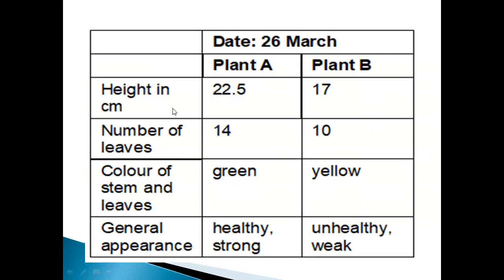Day 26, height 22.5, increasing. Plant B 17, leaves 14 and 10. Color green, and you can see the color has now changed to yellow. This is after 2 or 3 weeks. General appearance healthy and strong, because you put it in a sunlight place. And plant B unhealthy and weak. The process of photosynthesis is not working. After some days it stopped. Now your plant will be unhealthy and weak.